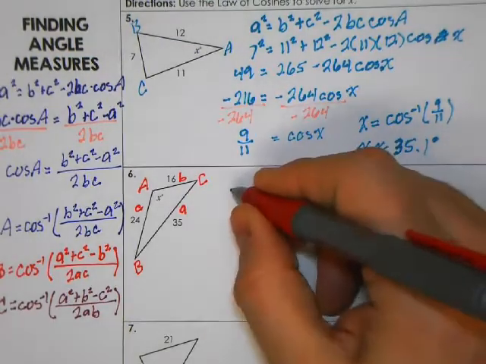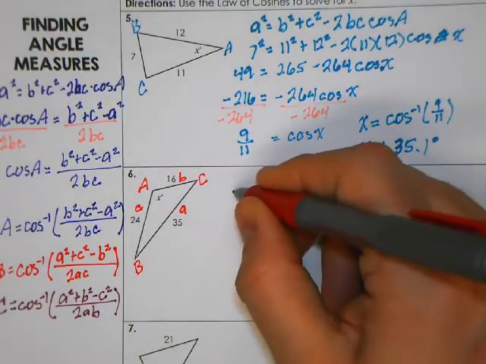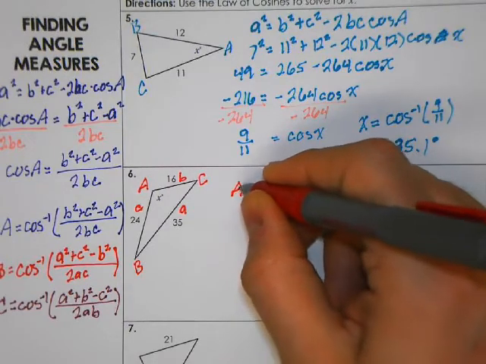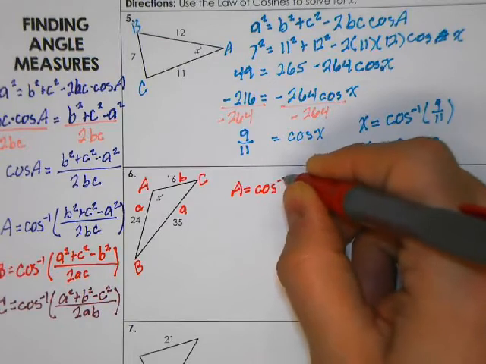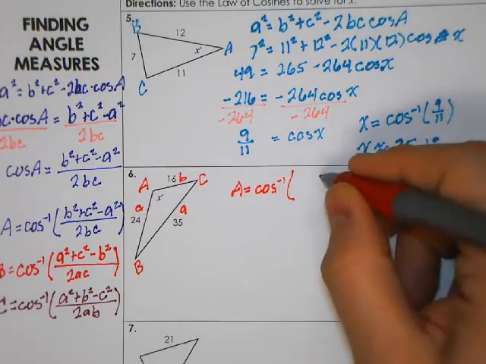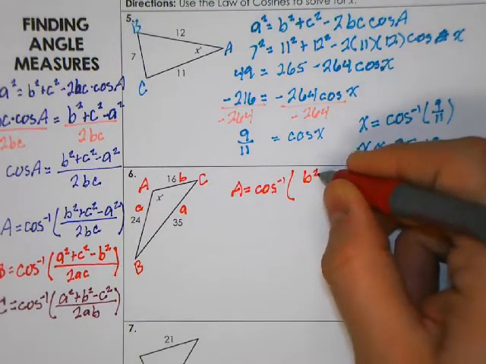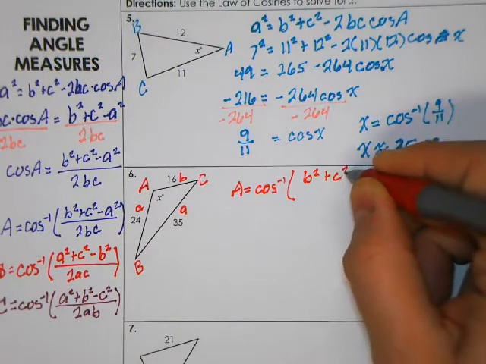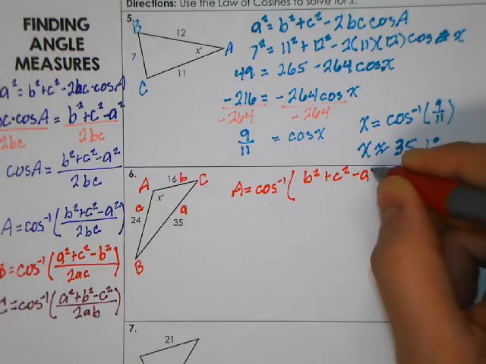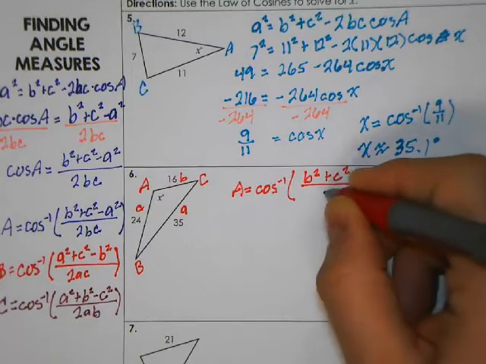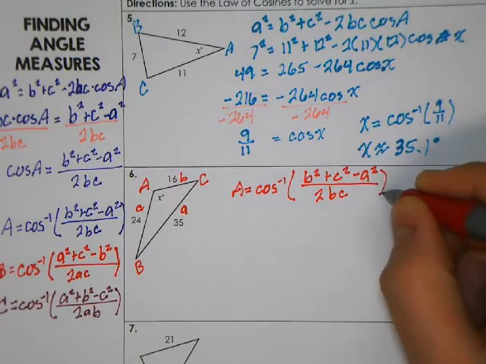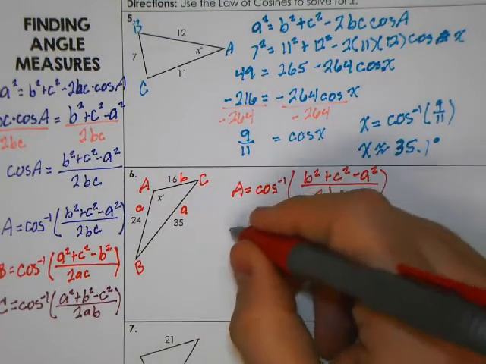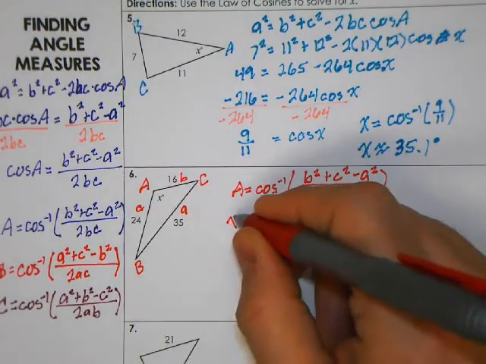So here, according to what I have written down, I'm going to say that angle A will be equal to the inverse cosine of, in this case, b squared plus c squared minus a squared, all of it divided by 2 times b times c. So plugging my values in, angle A is x. That's what we're looking for.